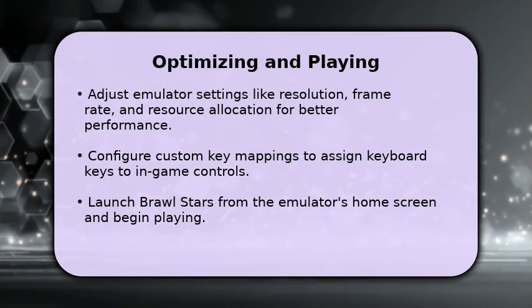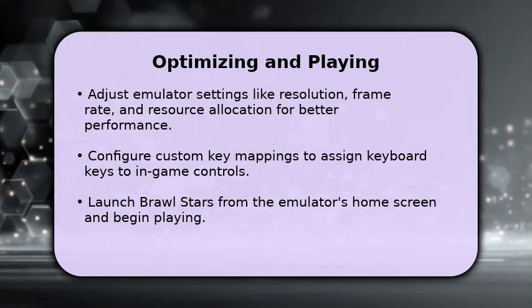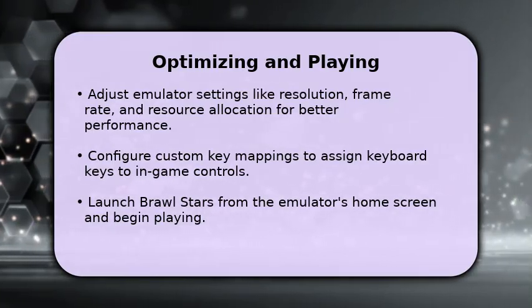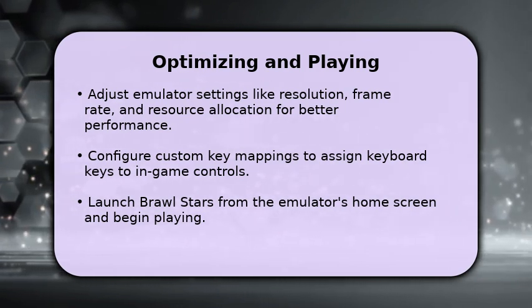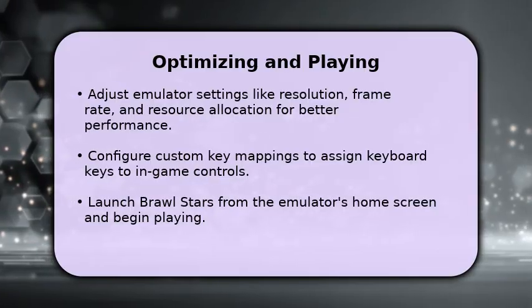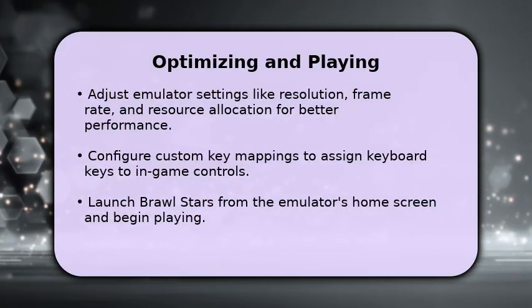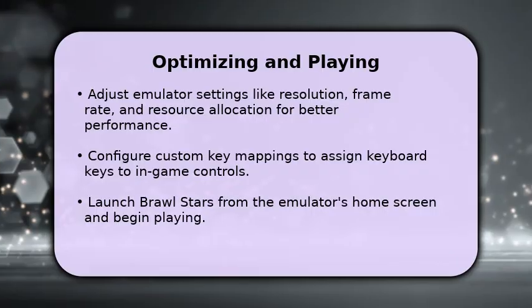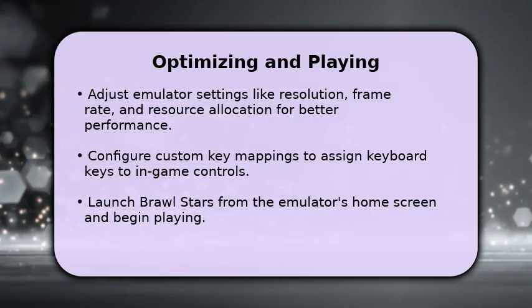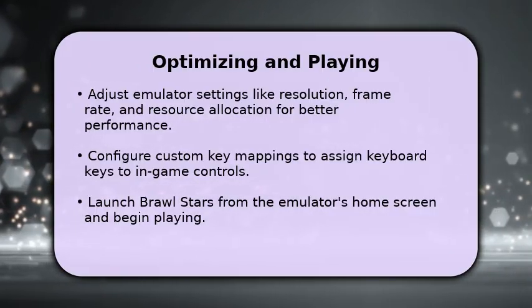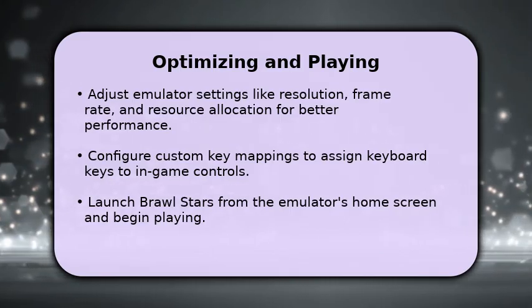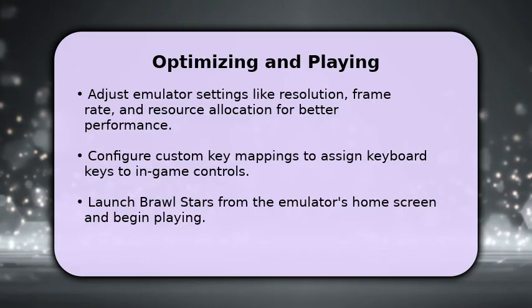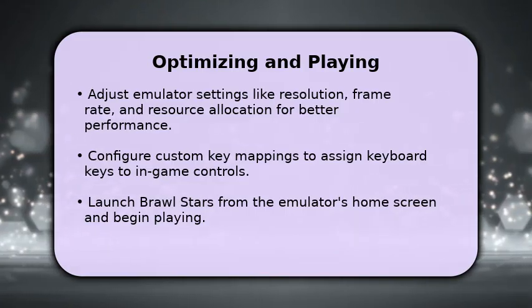Finally, to enhance your gaming experience, consider optimizing your emulator settings. You can adjust resolution, frame rate, and allocate more CPU cores or RAM, perhaps up to 8 GB for smoother gameplay. Crucially, set up custom key mappings to assign keyboard keys to on-screen controls, giving you precise command over your brawlers. Now, launch Brawl Stars from the emulator's home screen and dive into the fast-paced battles on your personal computer.